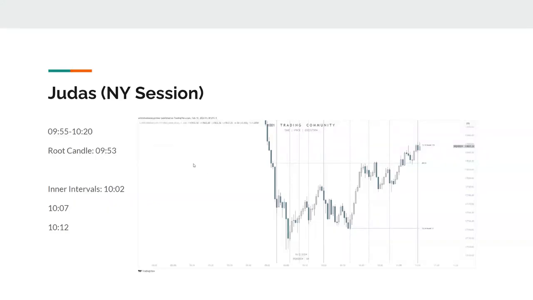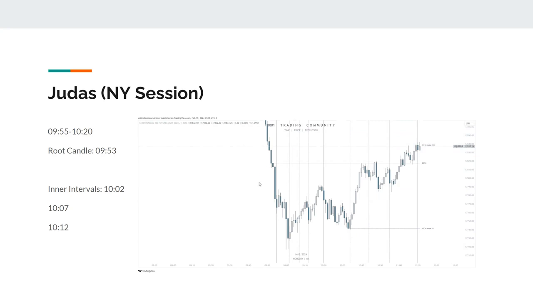Judas New York session takes place between 9:55 and 10:20, as stated in the Digital Time Theory book. The root candle of focus is going to be the 9:53. It is a random candle to most, but as we know, it is a large liquidity pool that price gets dragged to many times throughout the week. The inner intervals for this Judas cycle are 10:02, 10:07, and 10:12. At any one of these intervals, we can expect a reversal to occur based off a higher time frame PD array.